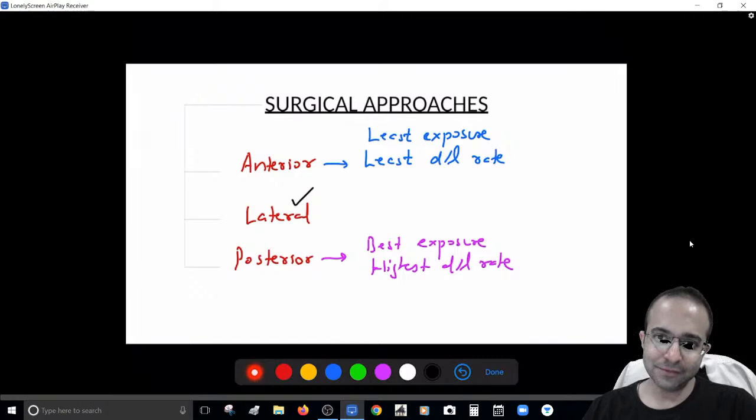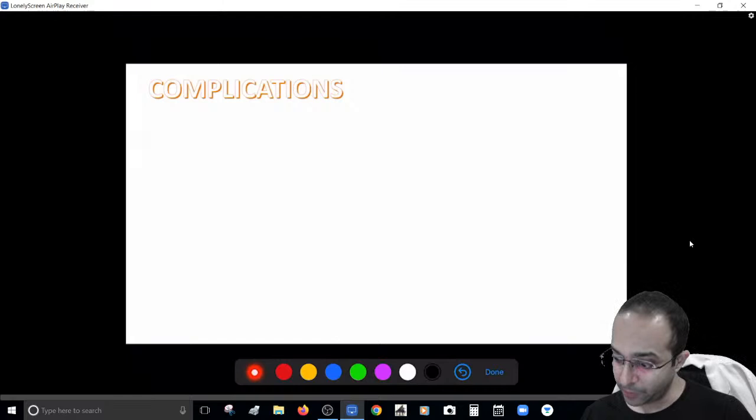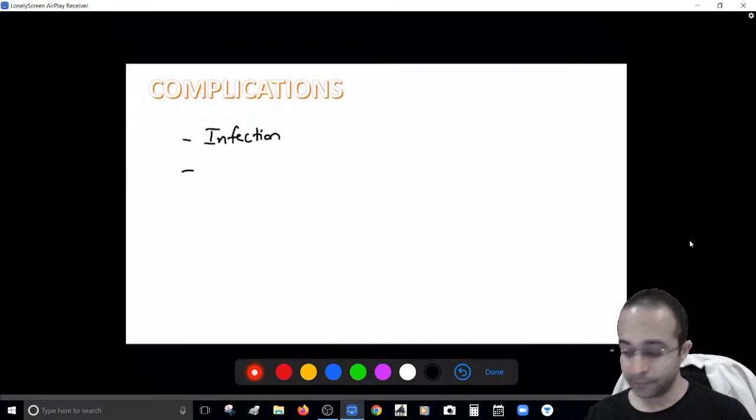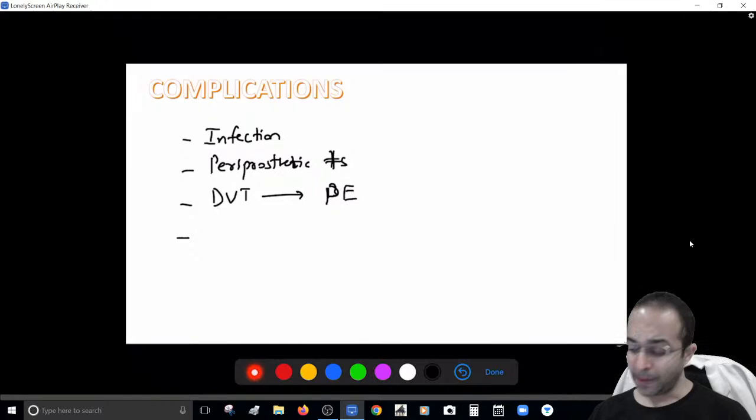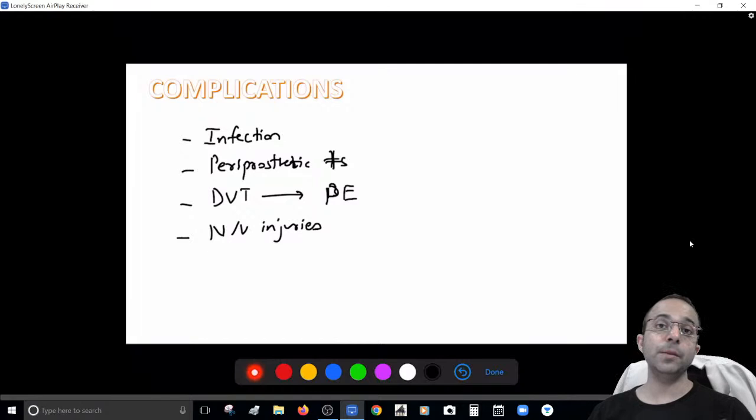And if you do this surgery, the complications that are possible are, of course, infection, if your sterilization was not maintained. You can have periprosthetic fractures, which means fractures in and around the prosthesis. You can have DVT because the patient is sedentary for a while, and DVT can also end up with pulmonary embolism at times. Then you can have neurovascular injuries if your technique is not good, especially with the posterior approach, where there is a chance of sciatic nerve injury.